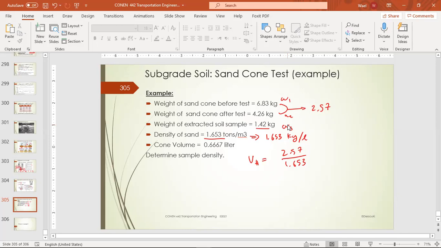Correct? Not the ton, there are 1000 kilograms in a ton, and a cubic meter has 1000 liters, right? So it's correct: 1.653 tons per cubic meter equals 1.653 kilograms per liter. So this way we get the volume of the sand, which covers the cone and the hole.